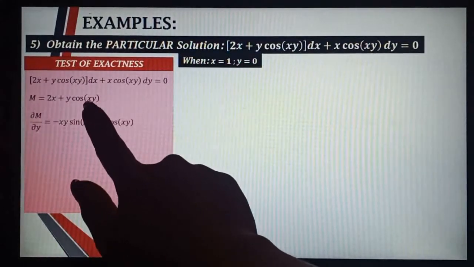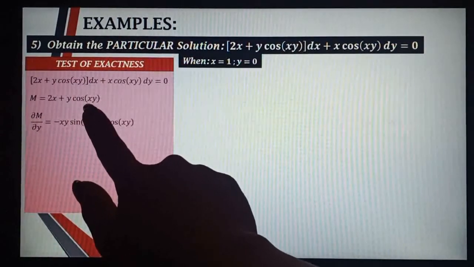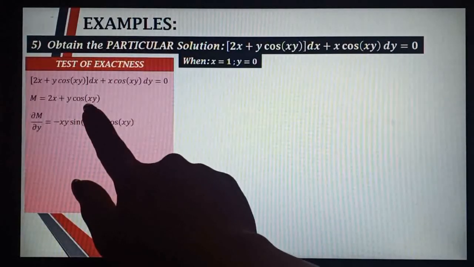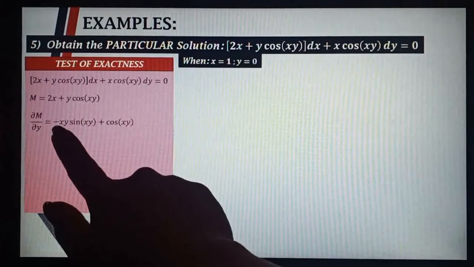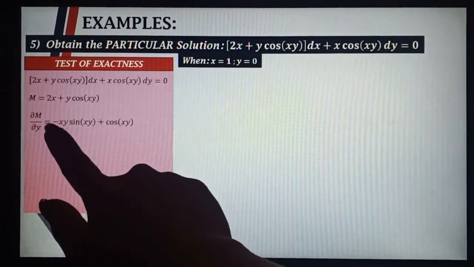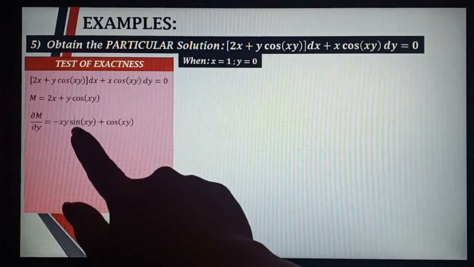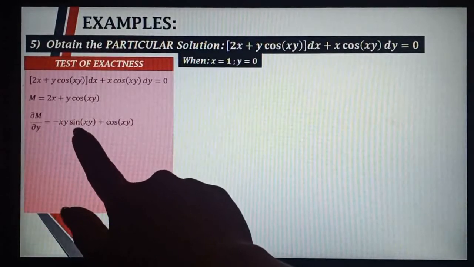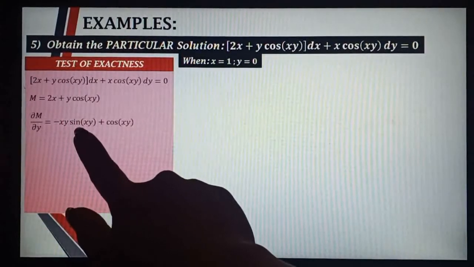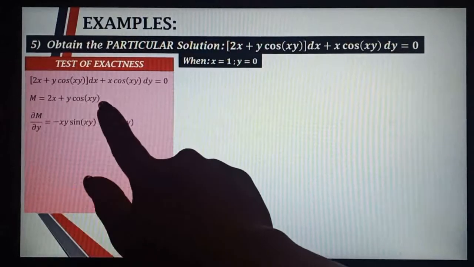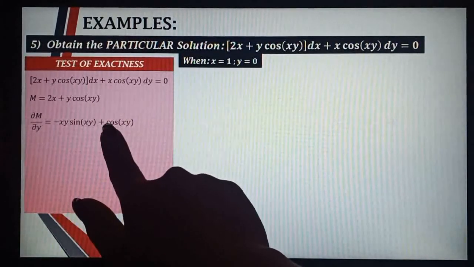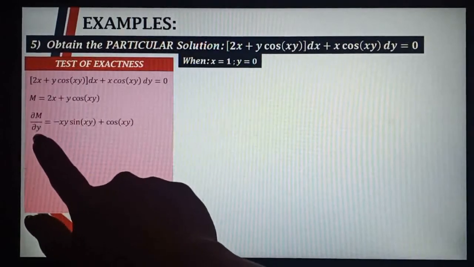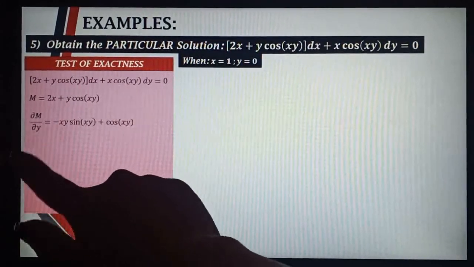If your u is xy, your du with respect to y is x. So you have x outside, then the derivative of cosine is negative sine. So you will have negative xy sine of xy. Then copying cosine, then the derivative of your y is 1. So that is your partial of m with respect to y.